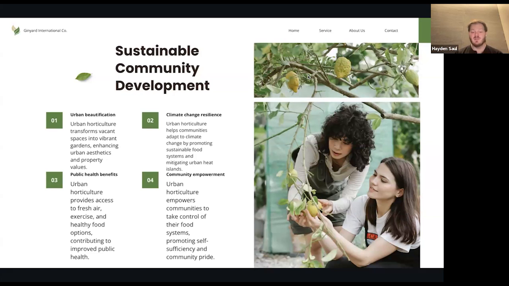And the last is community empowerment. It empowers the communities to really take control of their community. If the area puts in a lot of concrete, puts in a lot of things that aren't going to be helpful or conducive to healthy diets or good temperatures, the community can take that power back.